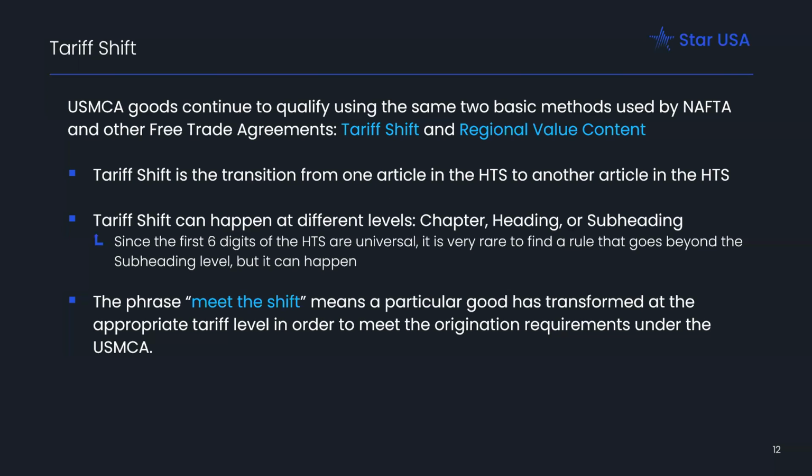Tariff shift can happen at different levels: the chapter level, the heading level, or the subheading level. For those of you that are not familiar with the HTS, I would strongly encourage you to bone up on your understanding of the differences between chapter, heading, and subheading levels of the tariff. I'm not going to be going into too much detail on that today, but recognizing that there are different layers, chapter being the first 2 digits, heading being the first 4 digits, subheading being the first 6 digits of the HTS, it's important to understand how those come into play when reading the tariff shift rules.